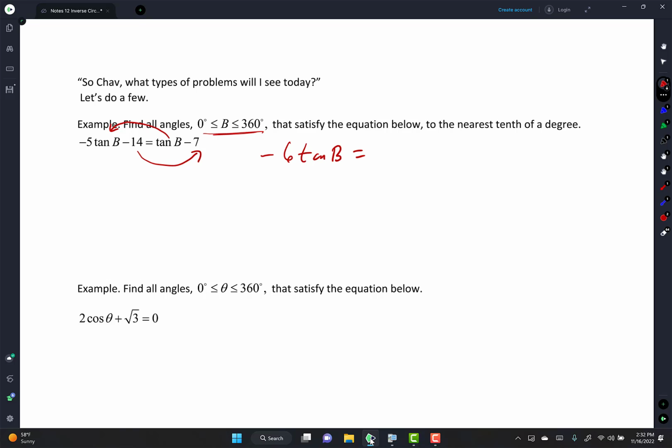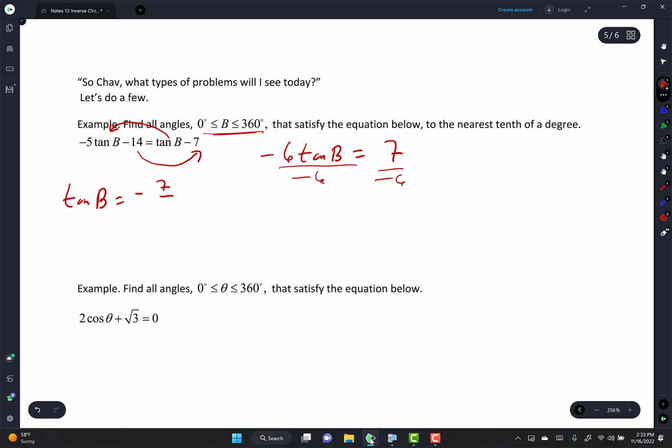All right. And then I'm going to move that negative 14 to the right. So I'm going to have 14 minus 7, so I'm going to have 7. Is everyone okay with how I got the 7? All I did was plus 14, so 14 minus 7. Next, I need to get rid of that negative 6. So what do I do to get rid of it? Yeah, divide that sucker. So now you're going to have tan b equals negative 7 over 6. You can put the negative wherever you want, but negative 7 over 6. That's fine.